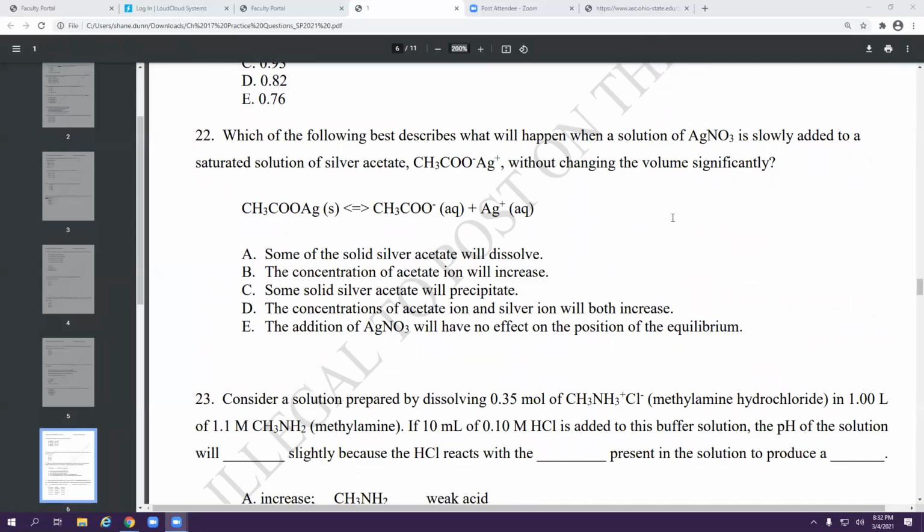22. Which of the following best describes what will happen when a solution of silver nitrate is slowly added to a saturated solution of silver acetate without changing the volume?